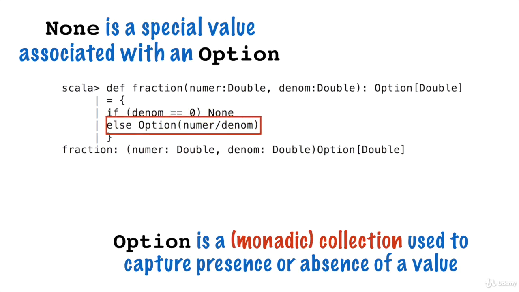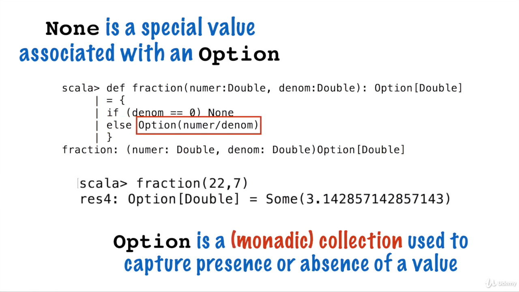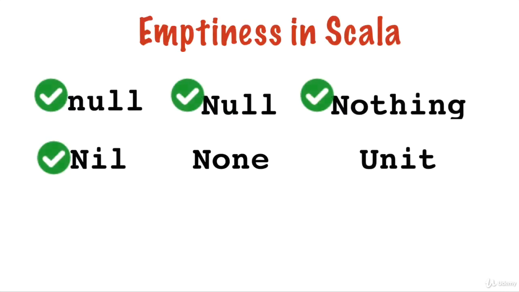And if the denominator was not 0, then we go ahead and return an Option of the numerator divided by the denominator. We'll have more to say on Options later on in the course, but you should be aware that they are a type-safe way to test for the absence of a value. In this way, they make for safer code than using null and testing for a value to be equal to null.